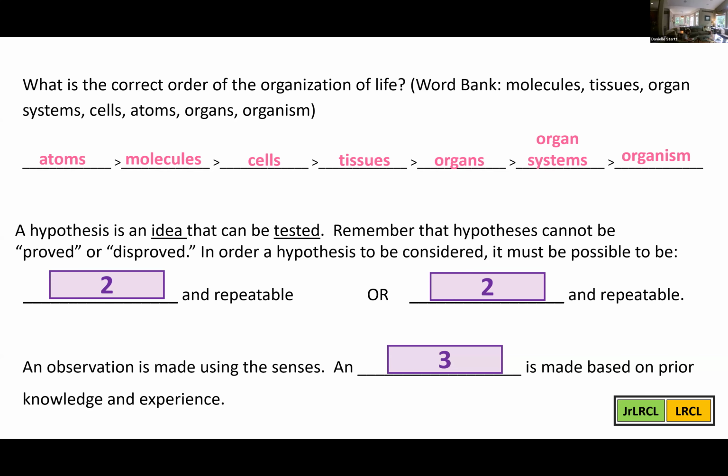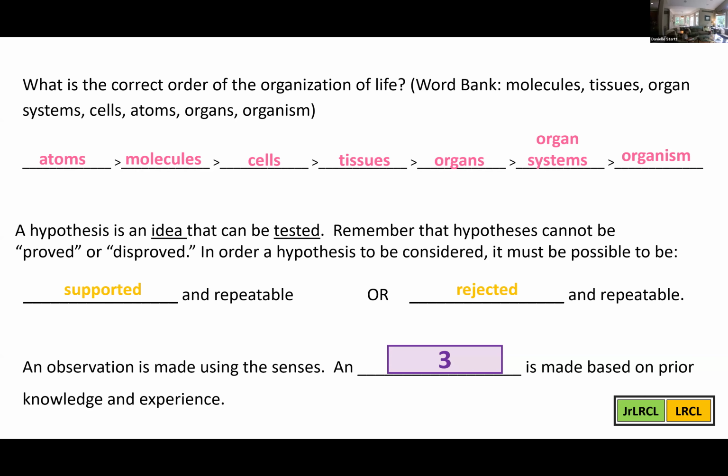A hypothesis is an idea that can be tested. It cannot be proved or disproved. In order for a hypothesis to be considered, it must be what? I always miss that for some reason. I keep copying and pasting it. In order for a hypothesis to be considered, it must be what? And repeatable or what? What are your options?